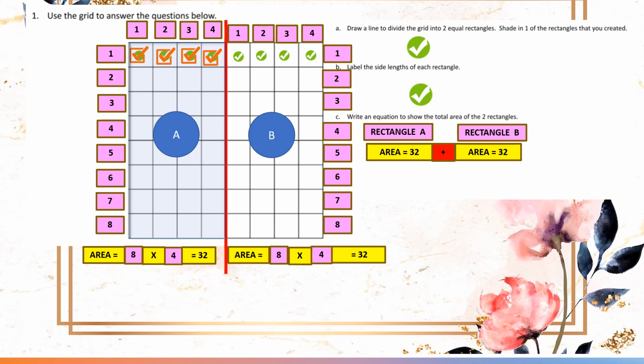And what is 32 plus 32? Go ahead and do your math. And once you perform your calculations, then you should get 64. So our answer is that 64 is the total area for the two rectangles together. Now, if you need to pause your video so that you can write all of this information down or just to check your work, go ahead and do so now.